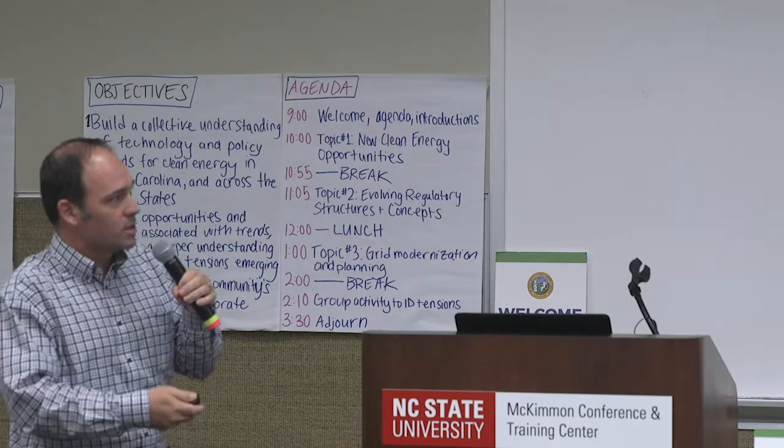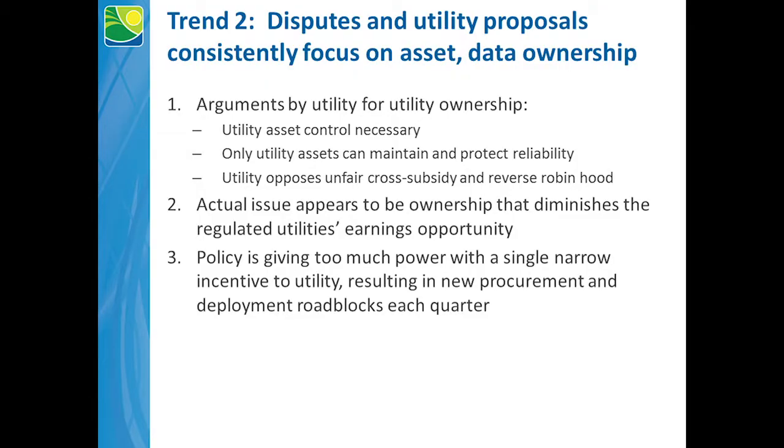So what we're running into in the second trend is that disputes in utility proposals typically focus on asset and data ownership. The arguments that have been put forward for about 10 years now are that utility asset control is necessary, that only utility assets can maintain and protect reliability, not assets owned by other people. And the utility does oppose unfair cross-subsidy, reverse Robin Hood type arguments, like tax credits, like rooftop solar.